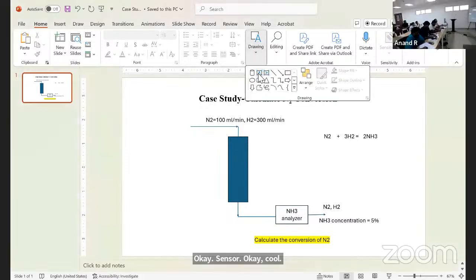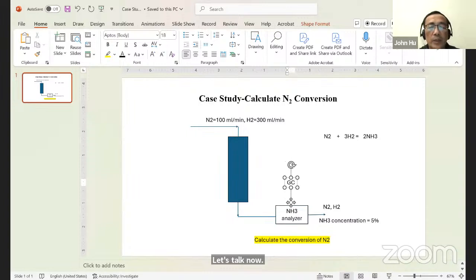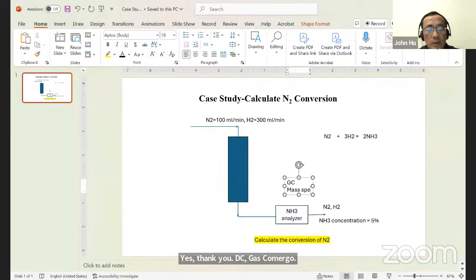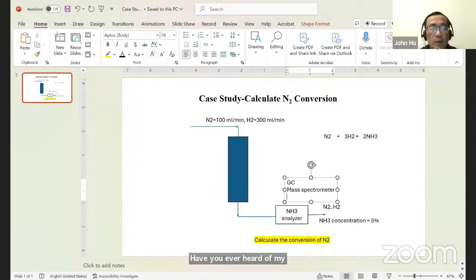So we can detect by gas chromatography. Yes, thank you. GC, gas chromatograph. Yes, we know that. Yes, GC. FTIR. Okay, all right. You can do this.